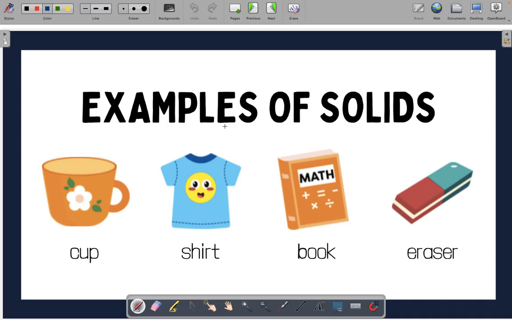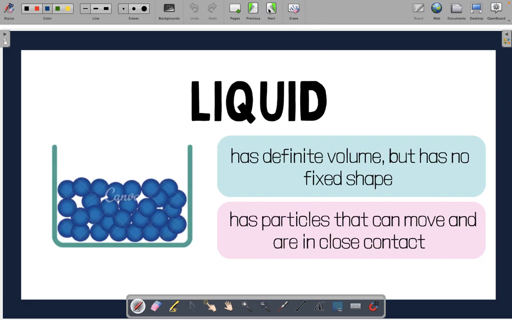Then you have examples of solids. So for example, this cup, shirt, book, eraser, these are all examples of solids. Okay, then if you look at liquid, what is different about liquid? Solids have definite volume and definite shape, but liquids do not have a definite shape, so their shapes change, right? Why do their shapes change? Because the particles can move, that is why their shape changes, right?